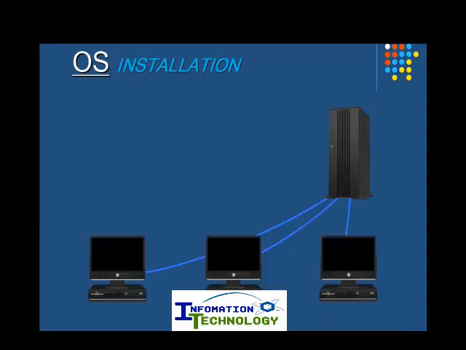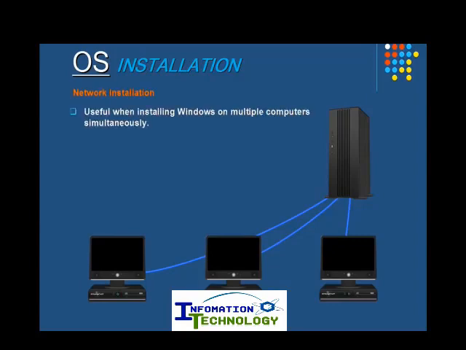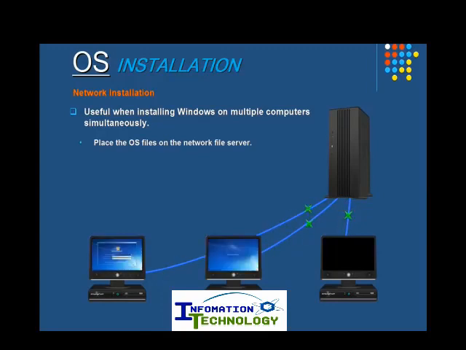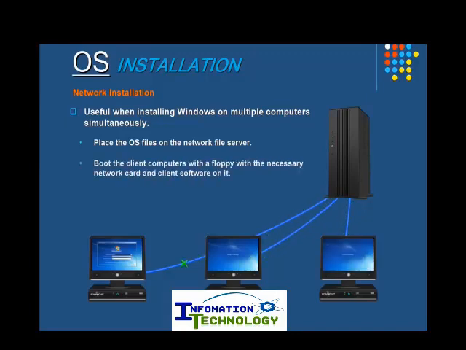In addition to using the Windows disk to install the operating system, there is also a way to install over a network. A network installation is useful when you are installing Windows on multiple computers simultaneously. This is basically done by first placing the necessary operating system installation files on a network file server inside a shared folder. Then you need to boot the client computers with a floppy disk or flash drive that has the necessary network card and client software on it.